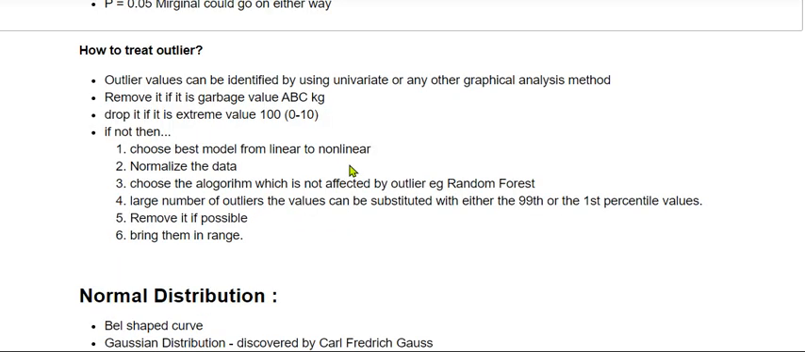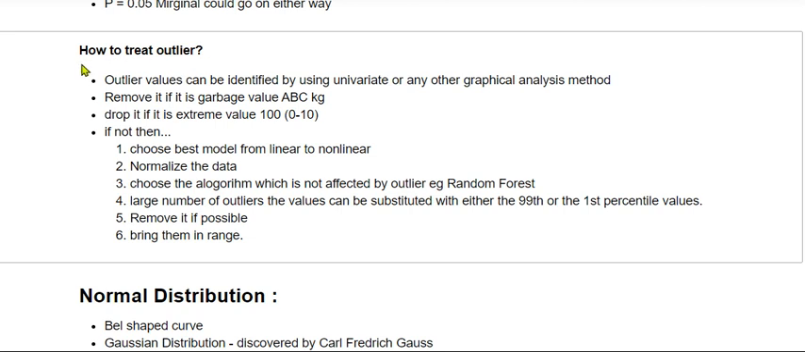Okay, so the next question, which is again related to statistics, is how to treat outliers. Now what do you mean by outliers? Outliers are the values which are abnormal, we can say abnormal. Those values are called outliers.